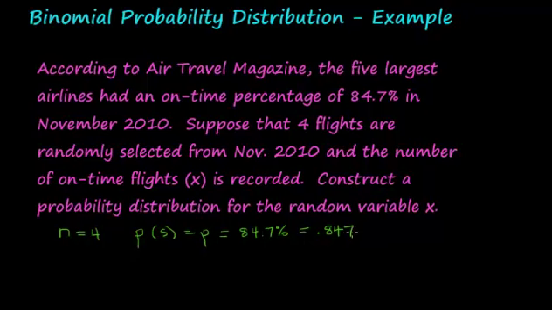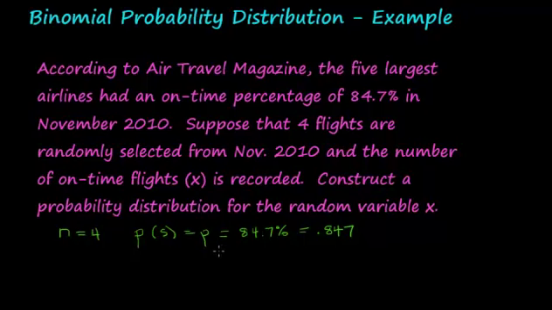Okay, so with that probability, this is a fixed probability of success. Success we're going to count as an on-time flight. We have a fixed probability that will stay constant through all the trials. We have a fixed number of trials, 4, and we have outcomes in 2 categories. The flight is either on time or it is not. So the last question then for our requirements is, are our trials independent?